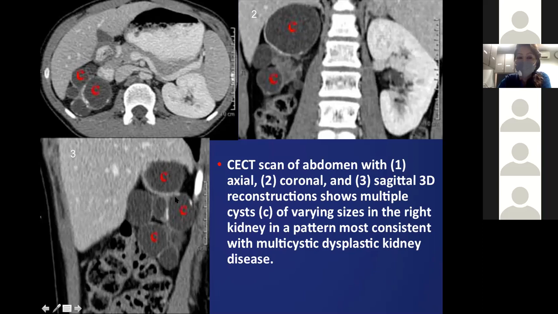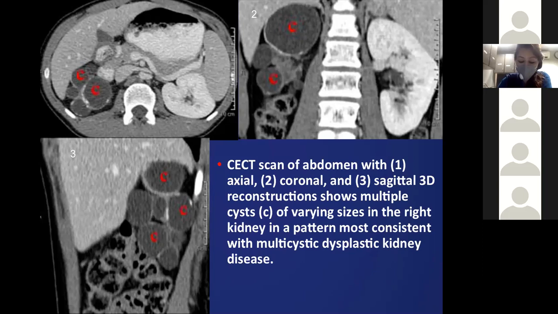Why is this not polycystic kidney? Polycystic kidney disease is usually bilateral. However, if you see a unilateral disease with multiple cysts of variable sizes, this is multicystic dysplastic kidney. The multicystic dysplastic kidney can be a sequel of any renal pathology.